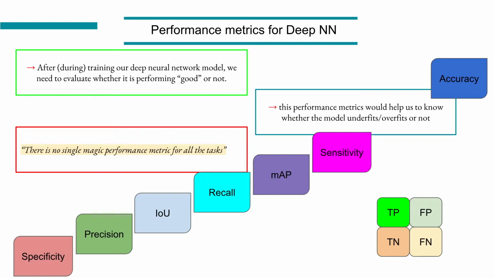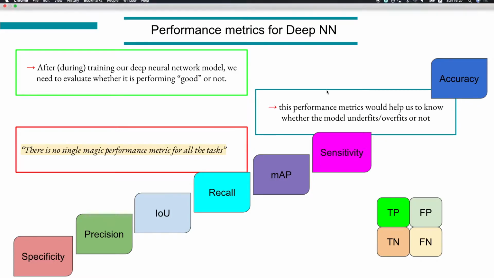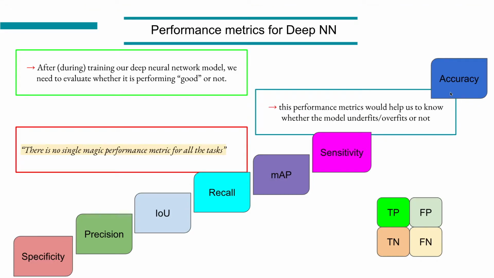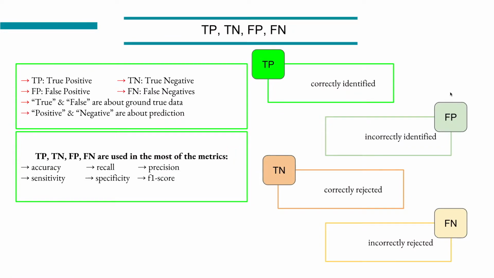And also, there's no magic performance metric for all tasks. It depends on your task, and it depends on what you need after training your model. So, there are a lot of performance metrics. Let's start with true positive, true negative, false positive, and false negatives.